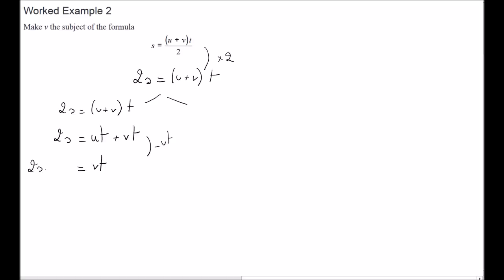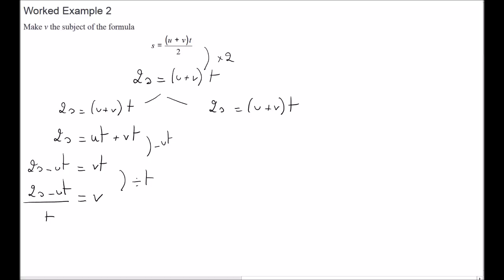So that makes this. I still have v times t left. So times t, how do I get rid of times t? I'm going to divide by t. So I get v on this side. And I'm going to divide by t on this side as well. So this is one of the solutions. All right, another solution. 2s is equal to (u plus v) times t.